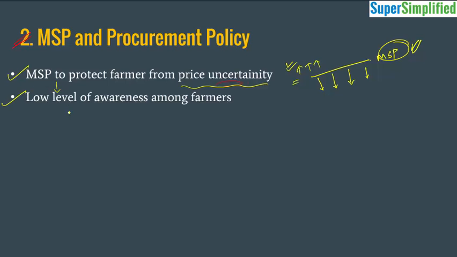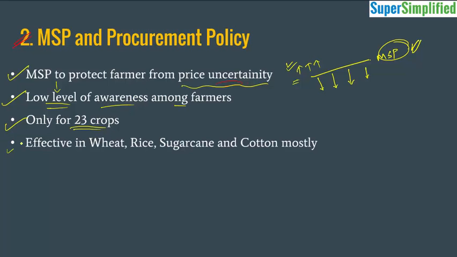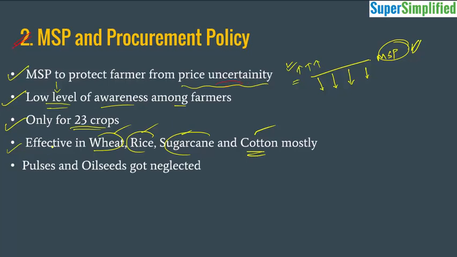But there is a problem: there is a low level of awareness among the farmers, right? And there are only 23 crops which are protected under the MSP and procurement policy, and out of those 23 also, this regime is effective only in wheat, rice, and sugarcane, cotton mostly. So these are the four crops which are at the limelight of this particular scheme. And because of this MSP regime, the pulses and oilseeds are getting neglected, and the condition is so bad that we are importing pulses from foreign countries, right?